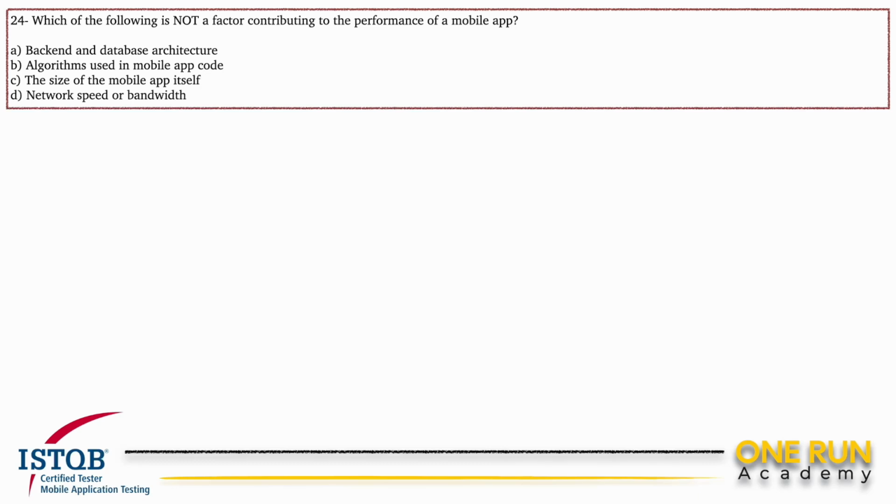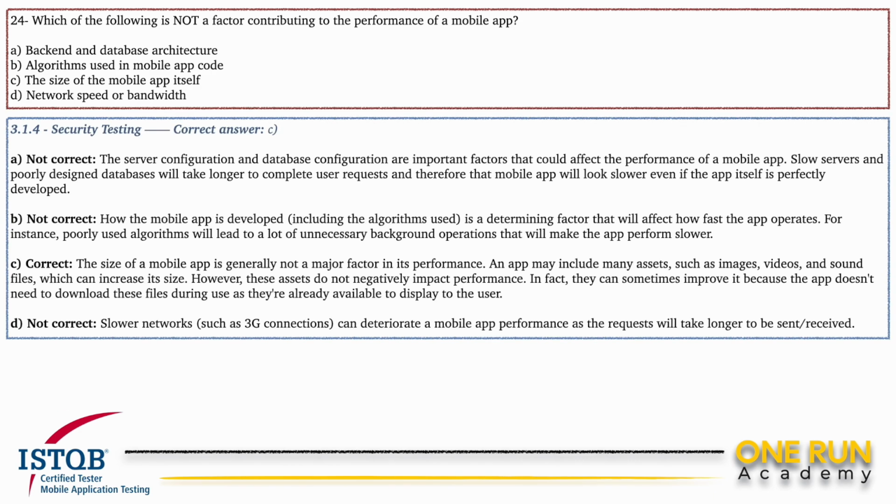Now, let's break down the options one by one to determine which of these factors doesn't belong in the list. Starting with option A, backend servers and database structures are critical to how well a mobile app performs. If your server is slow or your database is poorly optimized, user requests will definitely take longer to process. This delay is reflected in the app's performance, even if the app code itself is efficient. So, backend and database architecture definitely affect app performance. So, option A is not the one we're looking for.